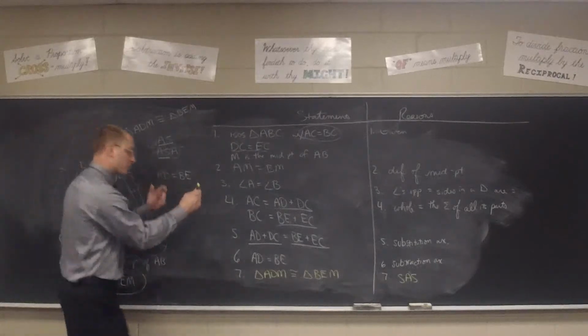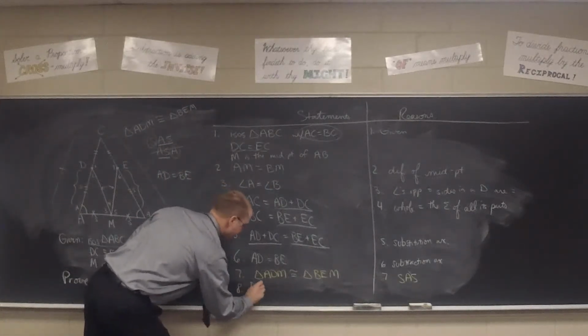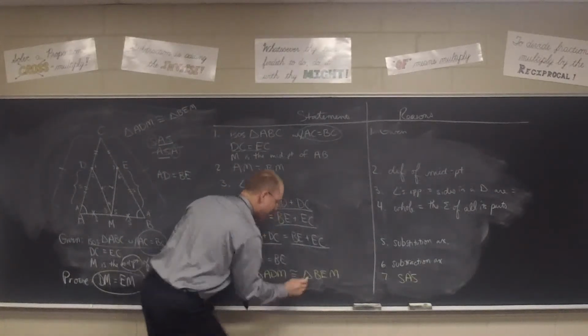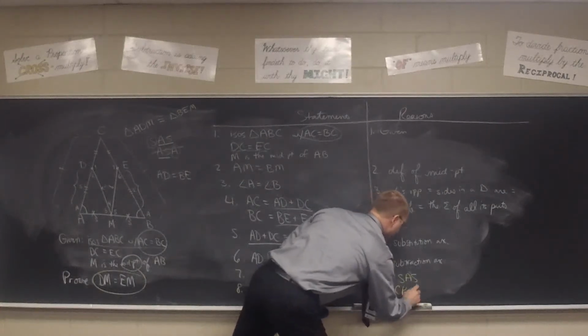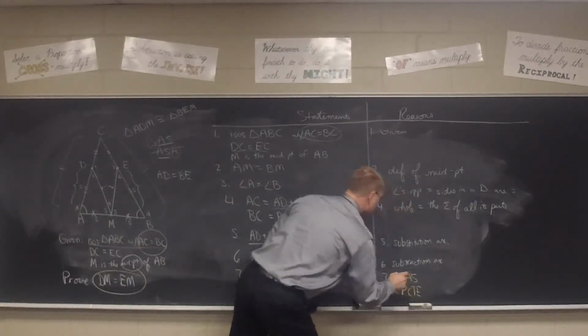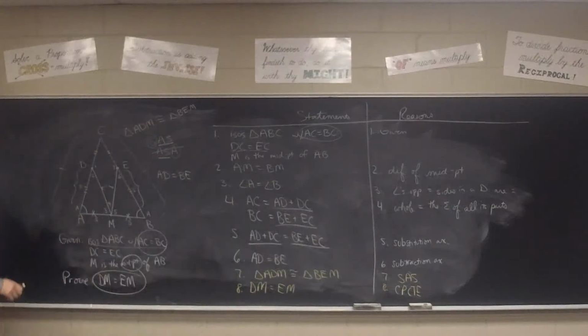CPCTC, that's the whole reason we got the triangles congruent in the first place, was so that DM could equal EM by CPCTC. Those two lines are corresponding parts of what are now proven to be congruent triangles, so they are equal to each other. Questions on this proof?